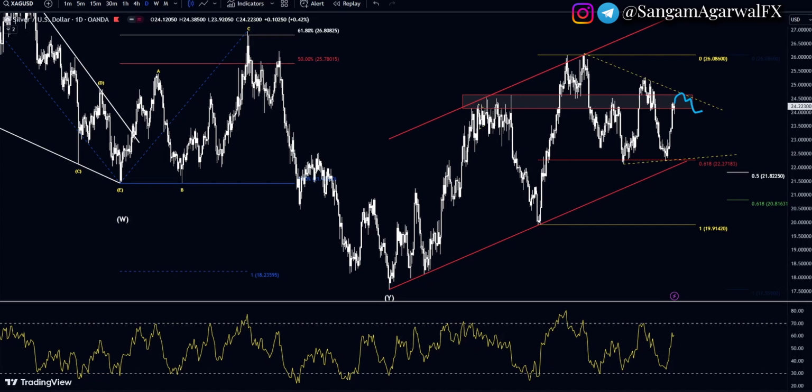And there is also a triangular chart pattern correction. If it goes down again, retest this trend line, then buy. So for the next trade, wait for breakout of this trend line or retest of this lower trend line.